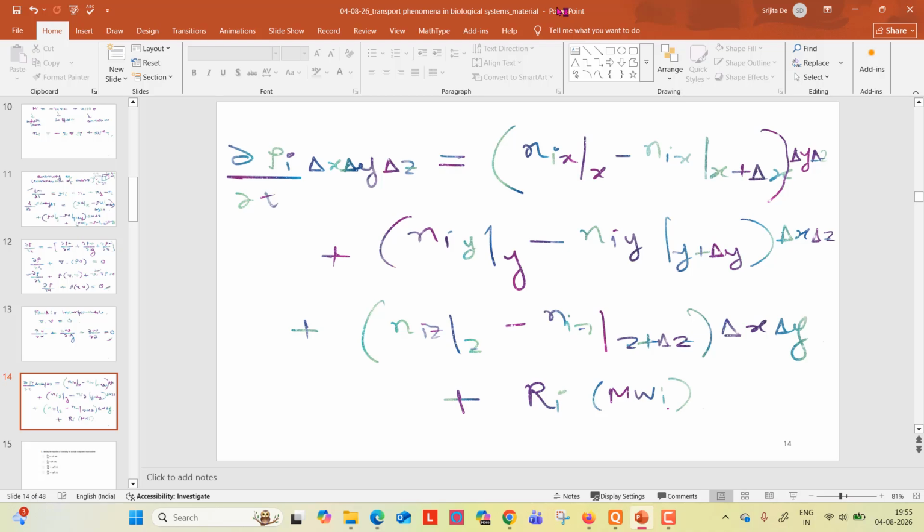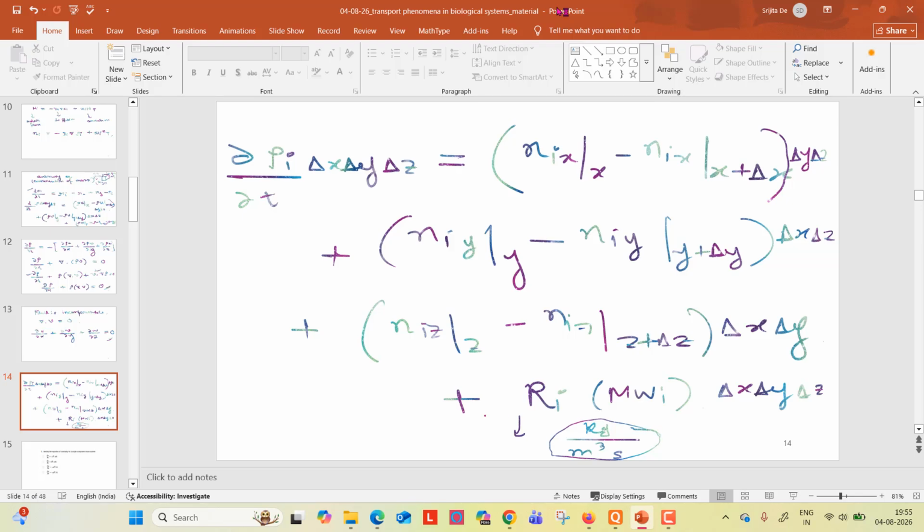And you have to multiply it with the volume. Why? Because the unit of Ri is kg per meter cube per second, right? So here it is kg per second. All the terms are in kg per second. So we have to bring it to the same unit. So we have to multiply it with the volume of the system.